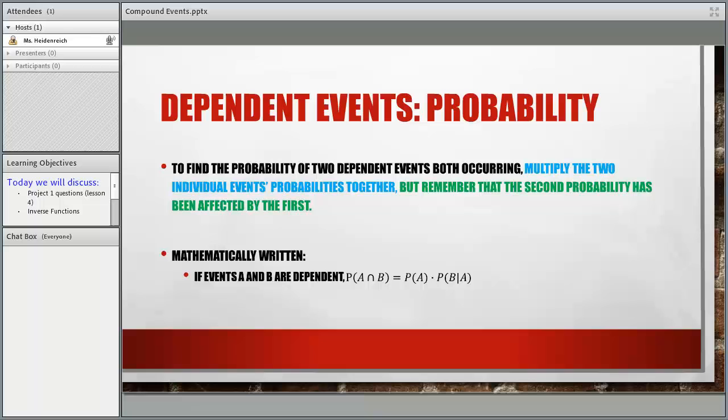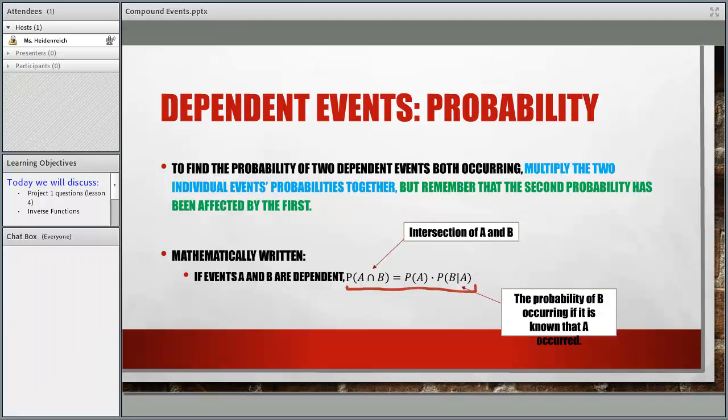Okay, so the way that you calculate the probability of 2 dependent events is you still multiply the 2 individual events' probabilities together, but you just remember as you're doing it that the second probability was affected by the first. So it's the same formula, basically, if you're just thinking about multiplying the 2 probabilities together, but the way we read this formula here is the probability of A and B is equal to the probability of A times the probability of B, given that A has already occurred.